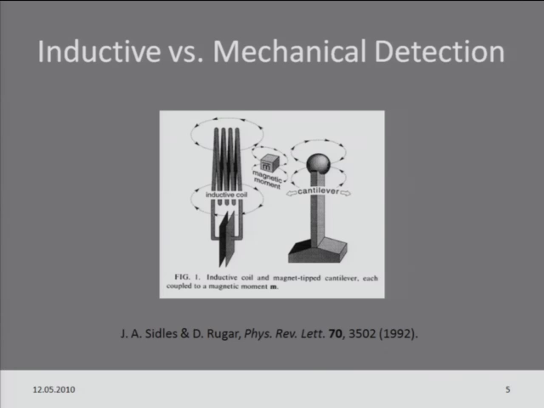Let's say we have some compliant cantilever, something that bends when you apply a force to it. And you put a magnet on the end of that cantilever. When a nearby magnetic moment flips, there will be a force on that magnet, and it will bend the cantilever. If you can measure that bending, you've measured the presence of this magnetic moment.